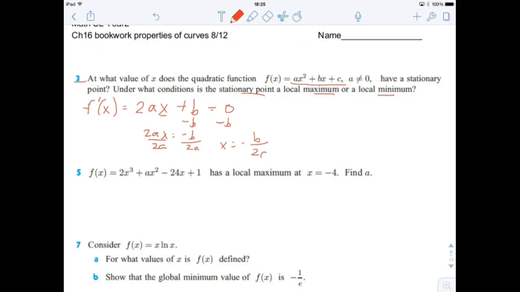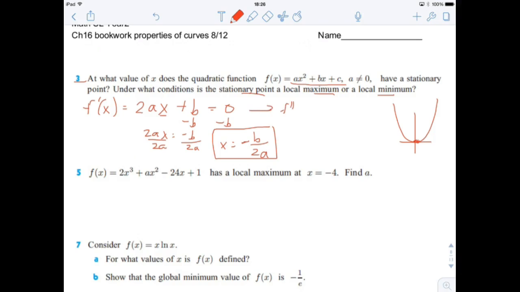That looks familiar. X equals negative b over 2a. That is the axis of symmetry. It is the x-coordinate of the vertex. Is that surprising, that the x-coordinate of the vertex for a quadratic is the stationary point? Okay, and is it a local minimum or a local maximum? Well, that depends, right? If you take the second derivative, you're going to find out whether it's a local minimum or a local maximum. So let's do that.